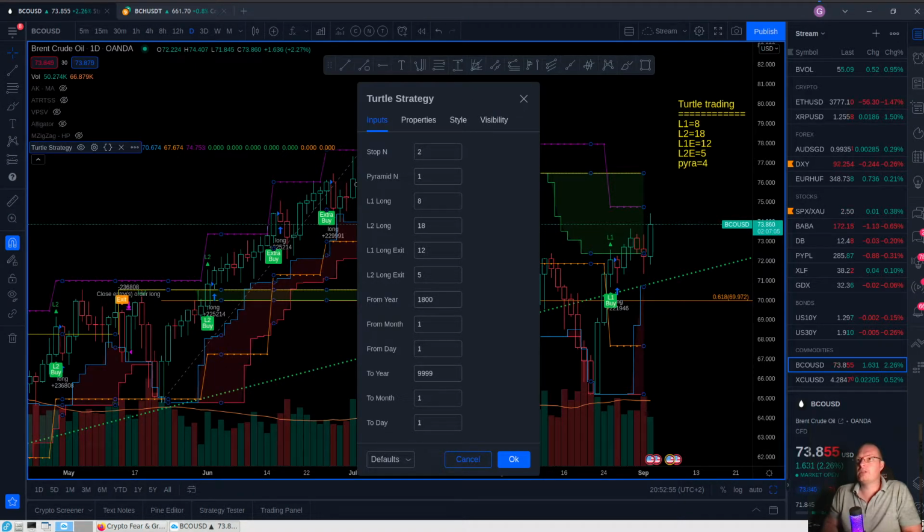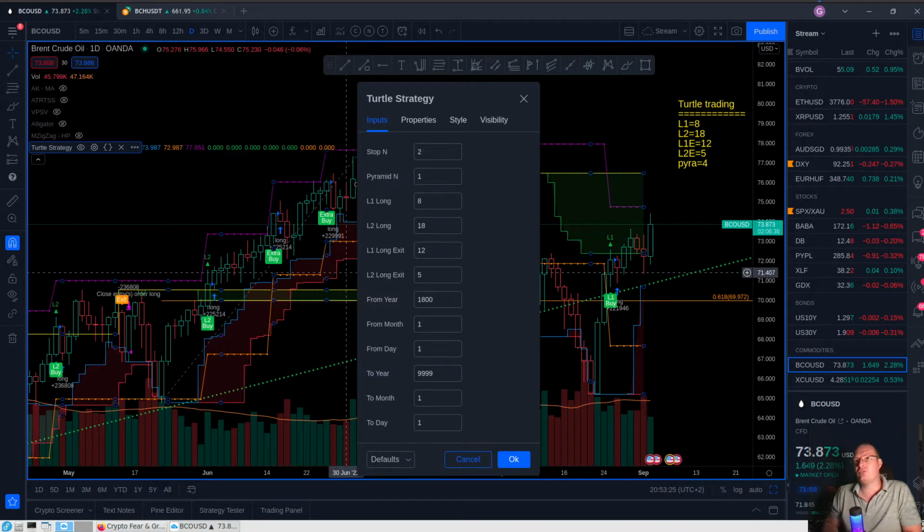Then L2, so the long 18, L1 exit. If we close below the low of the previous 12 candles, we will exit the long we took in L1. And for the L2, we will exit when we close below the low of the last 5 candles.